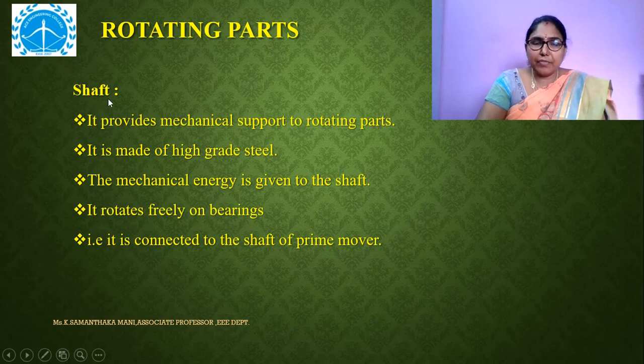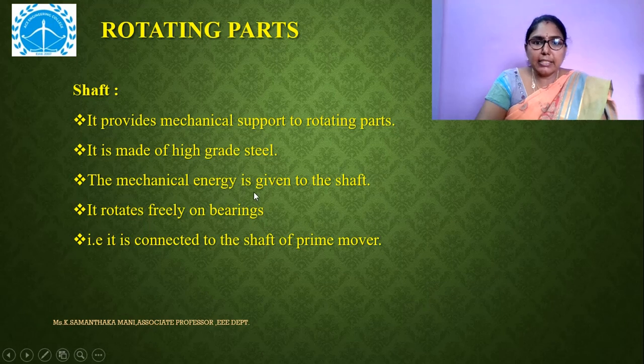First we'll start with the shaft. The shaft provides mechanical support to all the rotating parts. All the rotating parts are placed on the shaft, and as the shaft is rotated by the prime mover, all the parts placed on the shaft rotate. It is made with high grade steel, so it must be very strong and stubborn. That is why it is made with high grade steel.